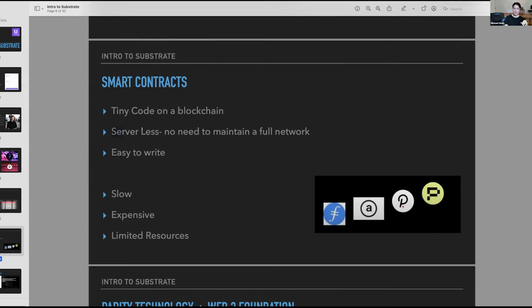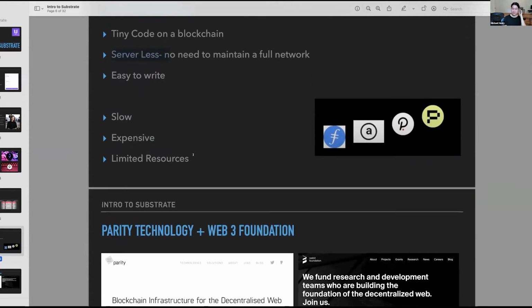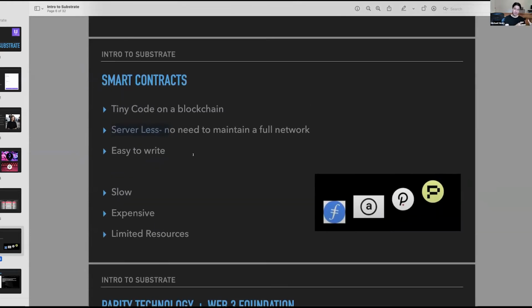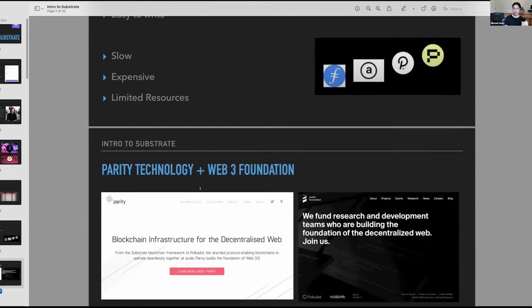So it doesn't use servers, and this was a major innovation in blockchain tech, because people would write smart contracts. When you write smart contracts with Ethereum, you use a language called Solidity. When you write the smart contract, you post it onto the blockchain, and you've basically built an application which lives in the cloud and operates beyond your control.